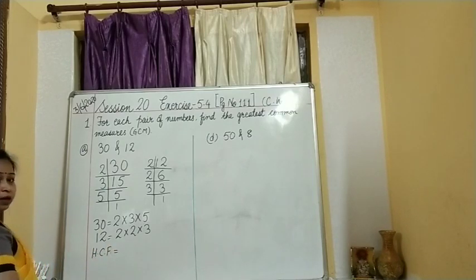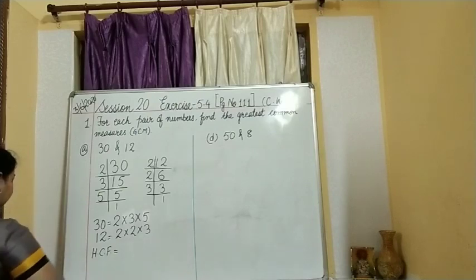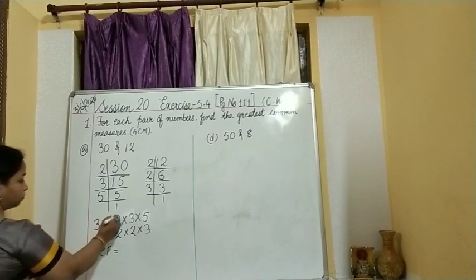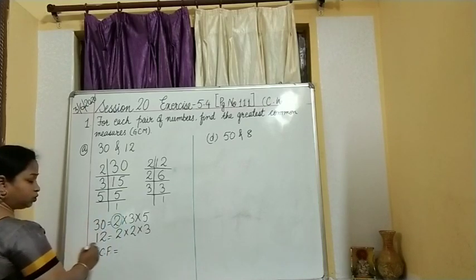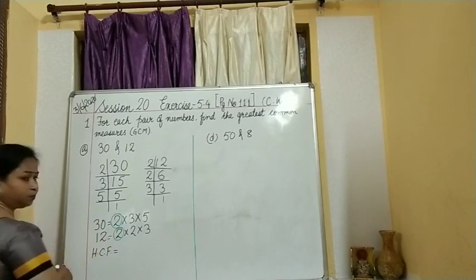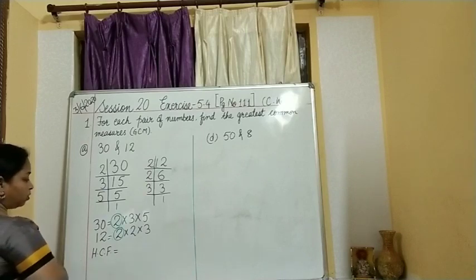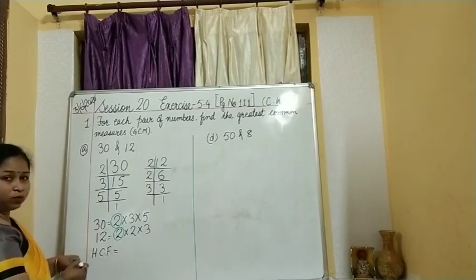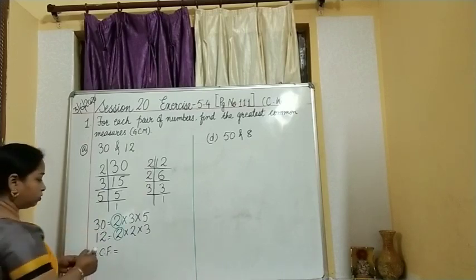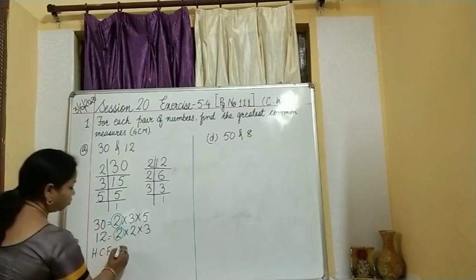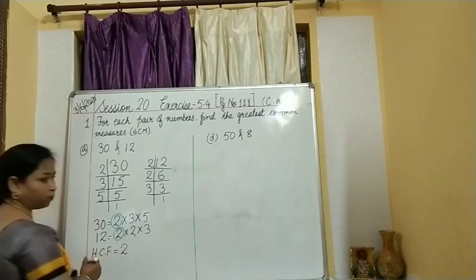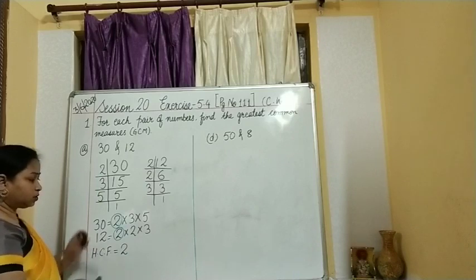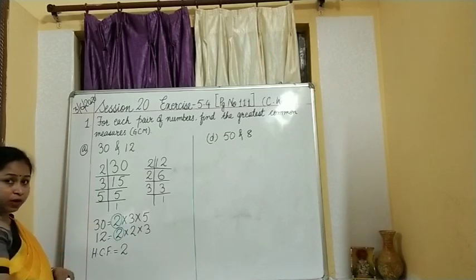Okay. Now we will be selecting the ones which are common in both. As you can see, 2 is here, 2 is here. So what you are going to do? First you select the one which is common in both. So 2 and 2 over here, we will write 2. Then what? Is the next number 3 appearing in both?